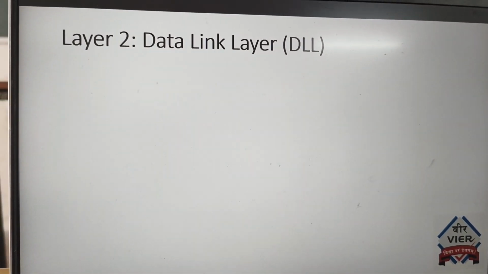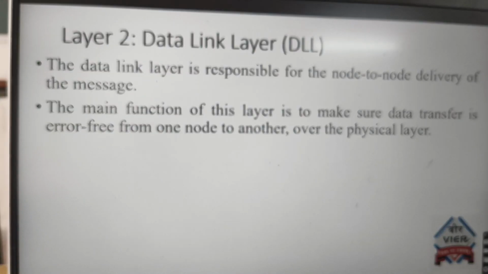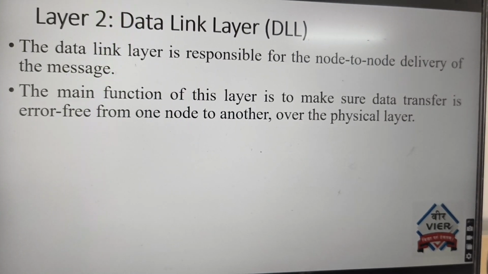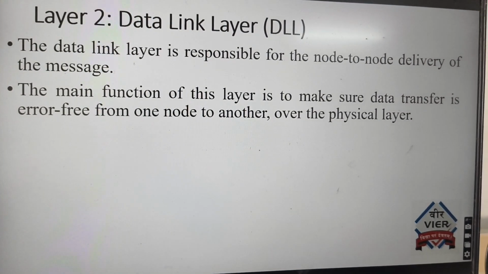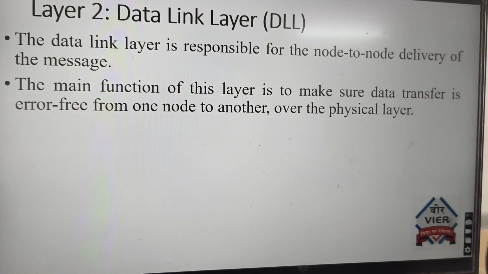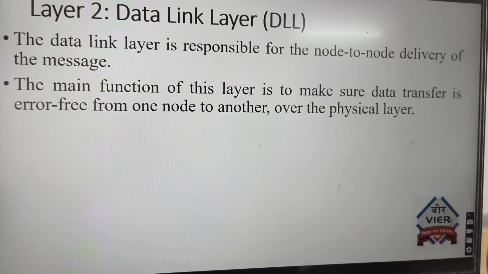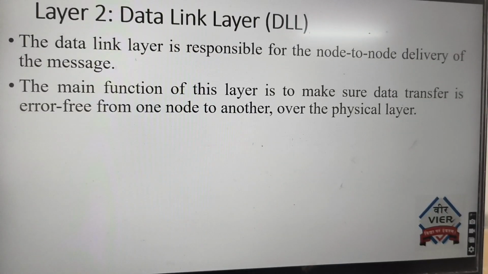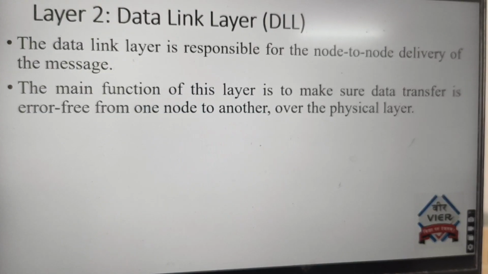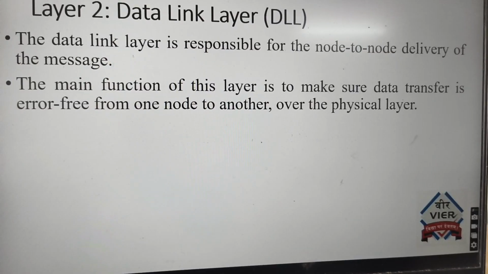The next layer is the data link layer. The data link layer is responsible for the node-to-node delivery of the message. The main function of this layer is to make sure data transfer is error-free from one node to another over the physical layer.